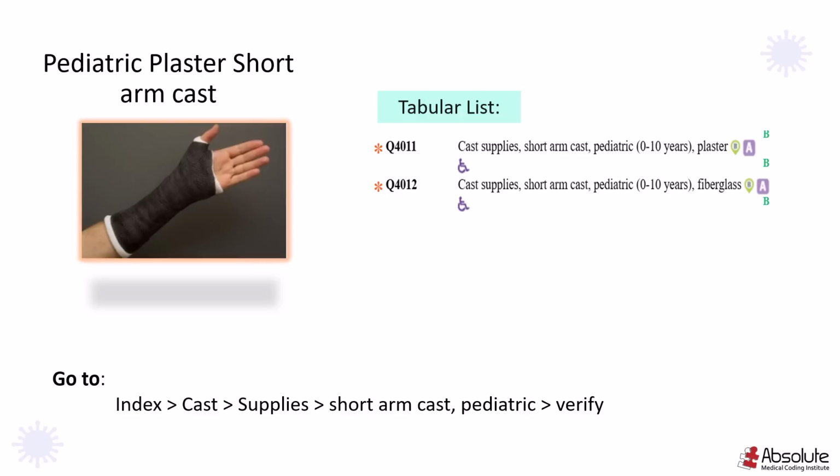Q4011 is for cast supplies, short arm cast, pediatric plaster, while Q4012 is for cast supplies, short arm cast, pediatric fiberglass. So for our scenario, it was a pediatric plaster short arm cast and not a fiberglass cast. So the correct answer is going to be Q4011. Great job.